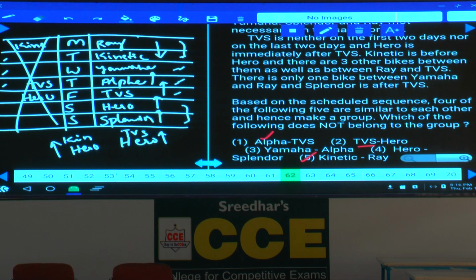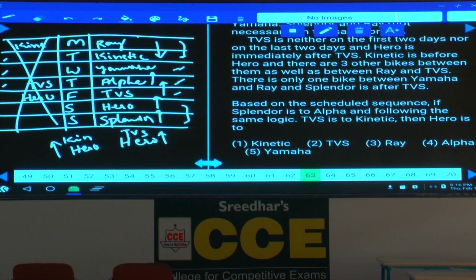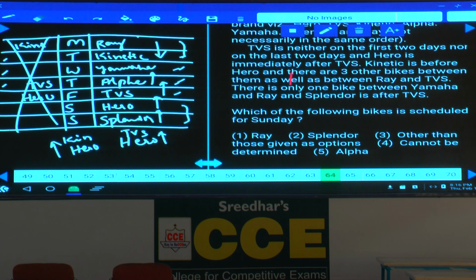Then, what about 63? In question number 63, based on the scheduled sequence, Splendor is to Alpha. Tell me how many are there in between these 2? There are exactly 2. Following the same logic, TVS is to Kinetic, and exactly between these 2 there are 2. Then Hero is to what? Yamaha. Hero is to Yamaha. Choice 5 is the answer. Between Hero and Yamaha, there are exactly 2. Then question number 64, which of the following bikes is scheduled on Sunday? On Sunday, Splendor, that is choice 2.